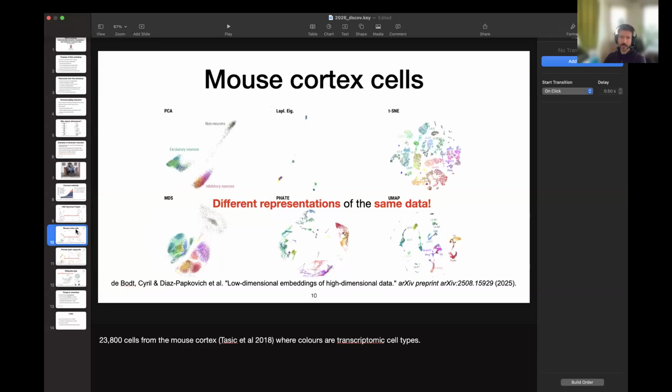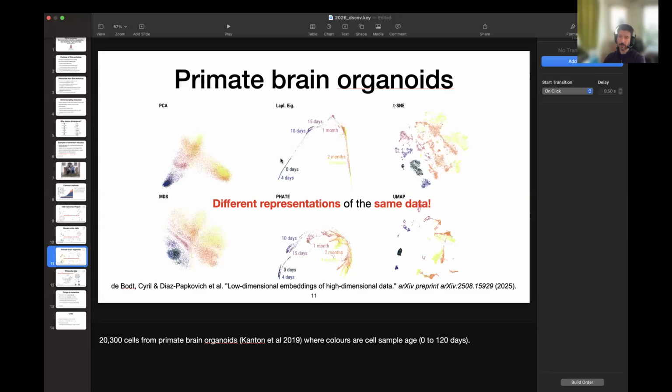So this is another example that we have, which is mouse cortex cells. Similarly, PCA tends to really stretch out. This is from the Tasic et al. paper in 2018, and the colors are transcriptomic cell types. You can see that the different representations of the same data highlight different aspects of it. With PCA, you see clusters within it, but it shows where the data tends to vary. TSNE forms these clusters. UMAP also forms similar clusters, as does Fate, but they have varying degrees of continuity connecting the clusters themselves.